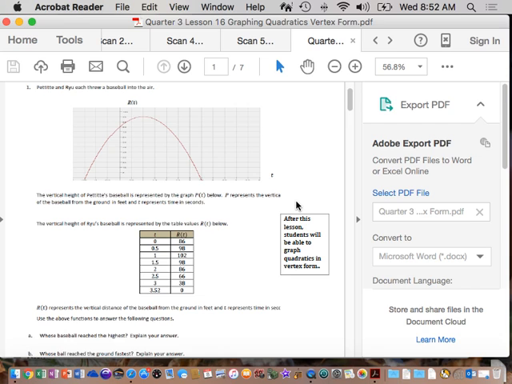Petit and Rui each threw a baseball into the air. So this is a graph, I would imagine, since the vertical height of Petit's baseball is represented by the graph P of t below, which is really strange because it's not below, it's above. P represents the vertical height of the baseball from the ground, and t represents the time in seconds. I'm guessing that this table is this graph. I really can't read it well enough. No, it's not, because the highest on the graph is, oh yeah, it's 102 and this is like 96.